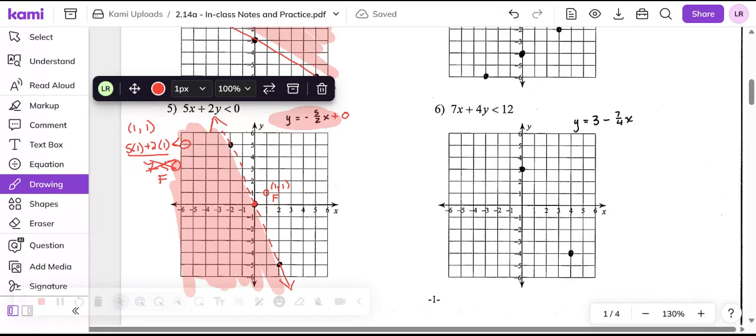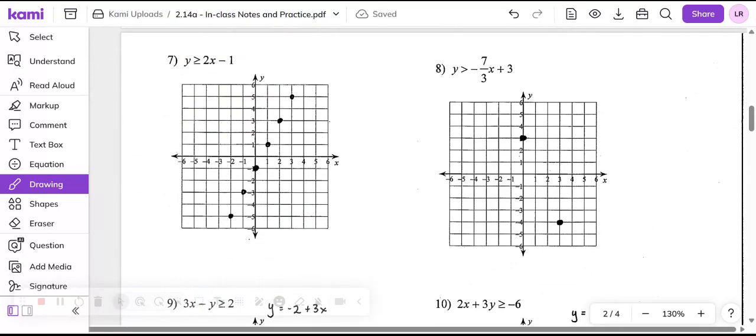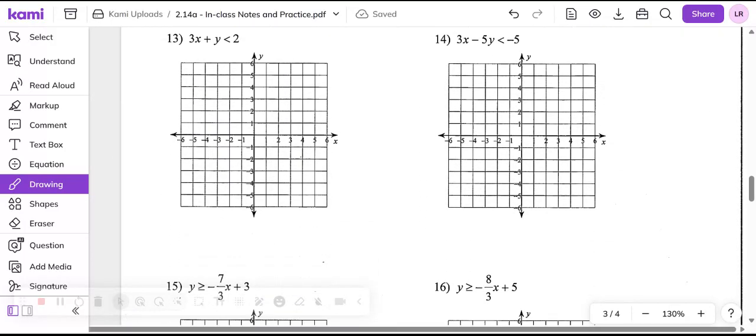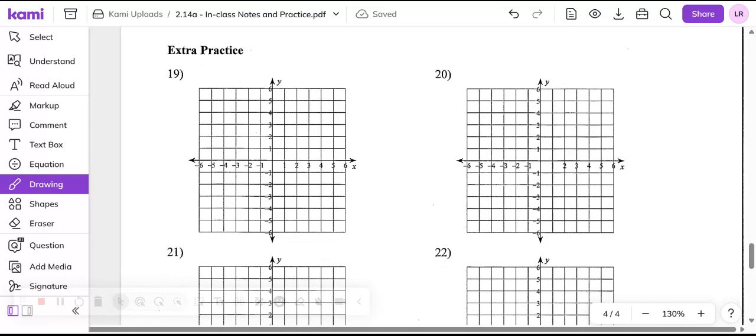Now, when it comes to doing the whole process, if you want to see one of these, go ahead and go to 19. It's a blank graph, and I'll show you how to do the whole process on a couple of these. Okay, for 19, I'm going to do the inequality. y is greater than, let's just go negative 2x plus 4.